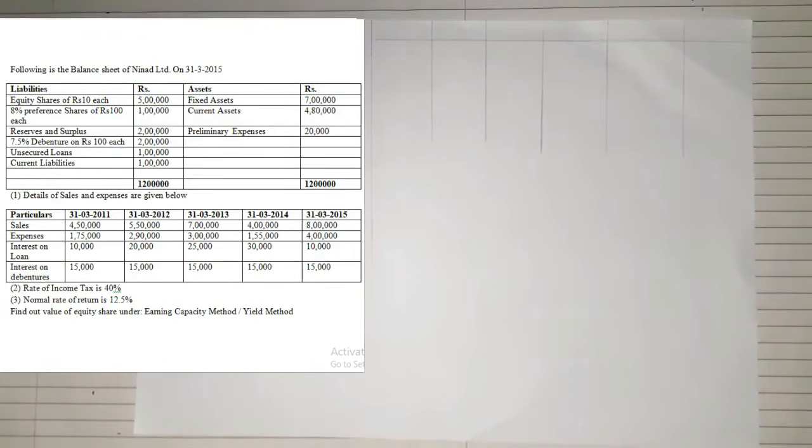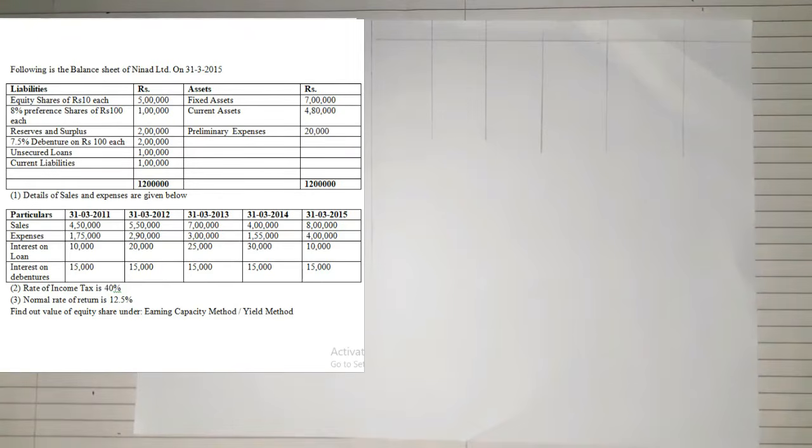After that, they are giving you details of sale, expenses and interest for the last 5 years ended. We have sales and expenses, interest on loan, interest on debenture. Remember, interest on loan, interest on debenture and expenses, they all are expenses. Rate of income tax is given as 40%, NRR is 12%, fixed assets values have been given to us.